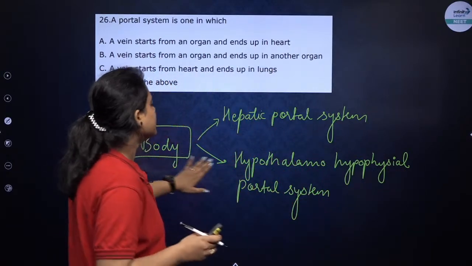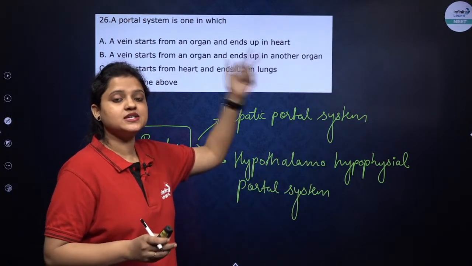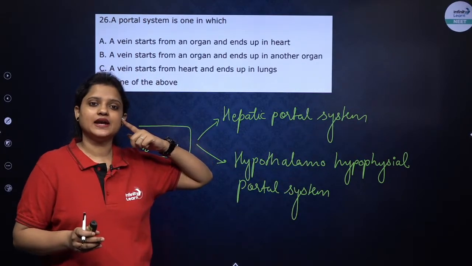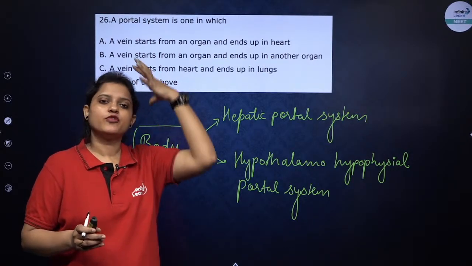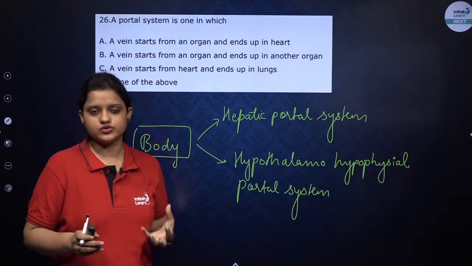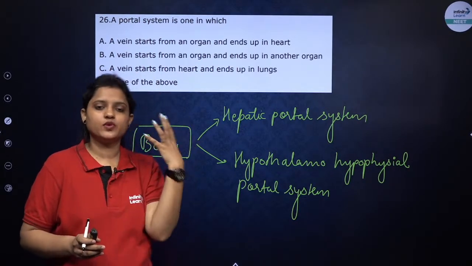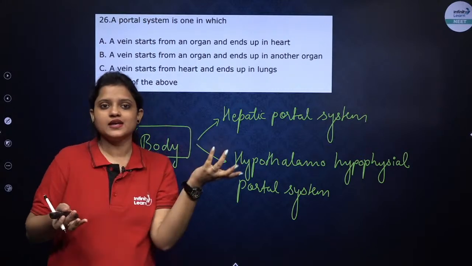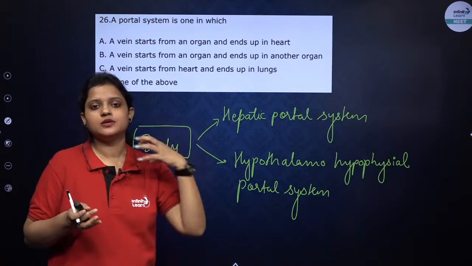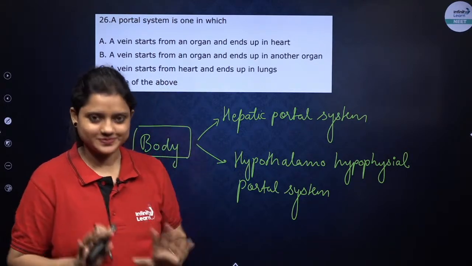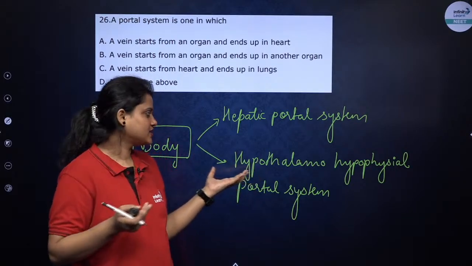Similarly, we have hypothalamo-hypophyseal portal system, which is present in our hypothalamus and pituitary gland, right? So deoxygenated blood from hypothalamus should go into the heart, but instead of going into the heart, it will go to the pituitary gland first. Why? Because we want the hormones from hypothalamus to come in the posterior pituitary and stored, and it is stored there, right?